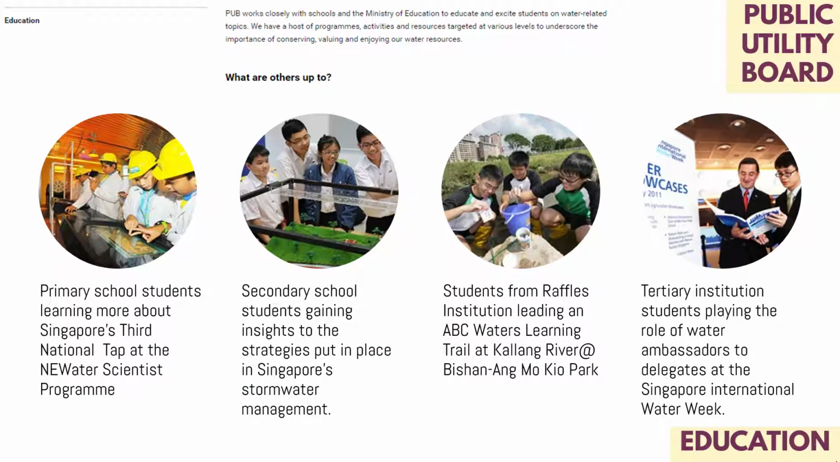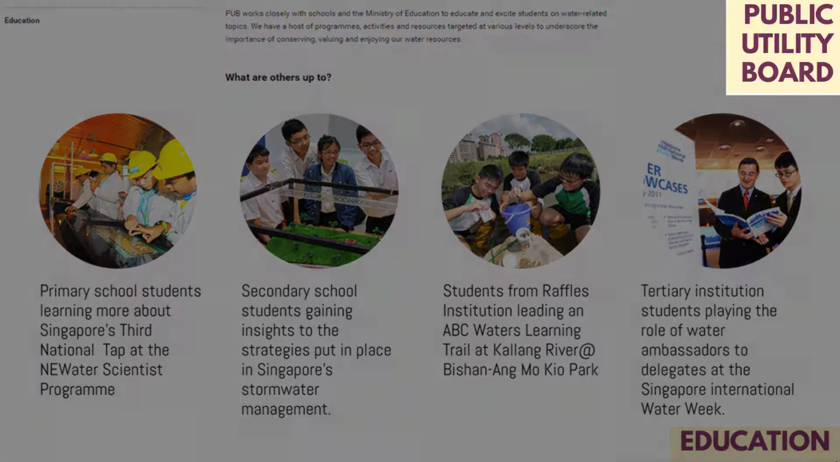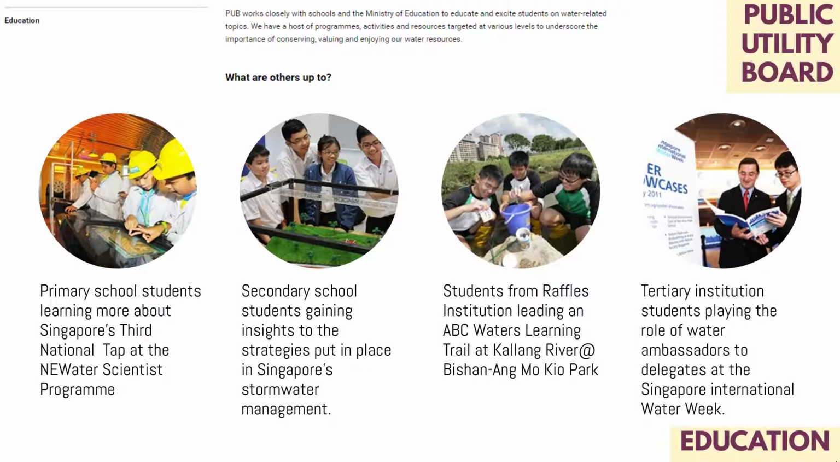Next, we talk about education, where we target different groups of students, your primary, secondary, and even tertiary students learning about certain issues. So this is by the Public Utility Board, and they work with the Ministry of Education to educate and excite students on the water topic, which is a major issue for Singaporeans. So these are the different areas that they will be learning. So education is one big area where you can use to act as a solution.